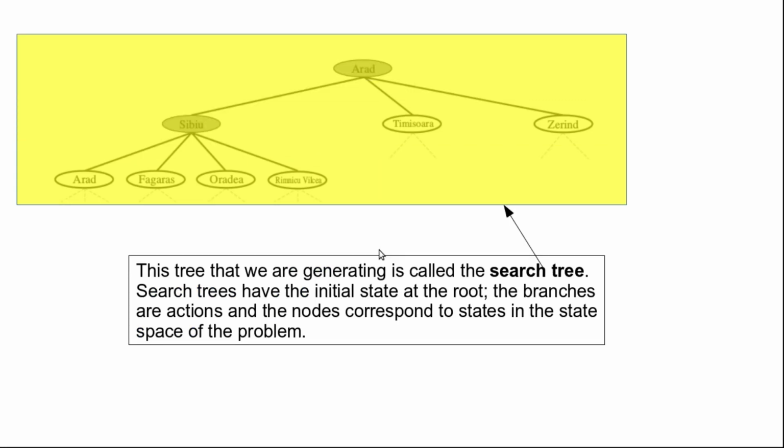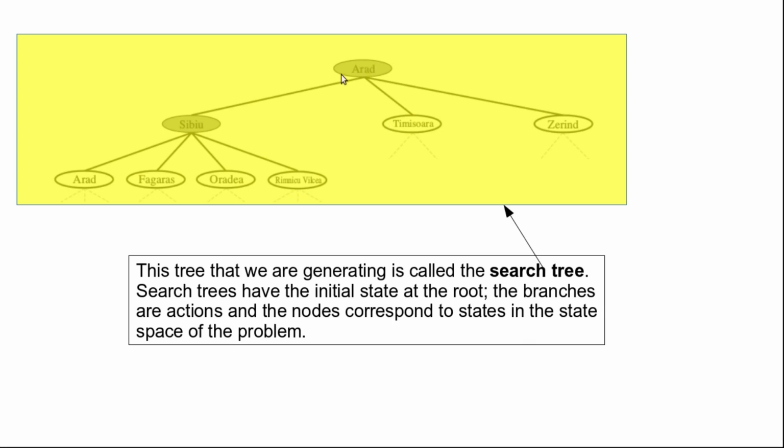This tree that we are constructing as the search is progressing is called a search tree. A search tree has the initial state at the root, and the branches are the actions, and the nodes correspond to states in the state space of the problem. So this is the search tree.